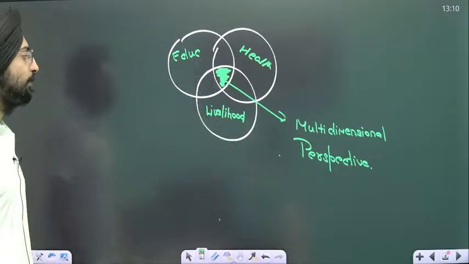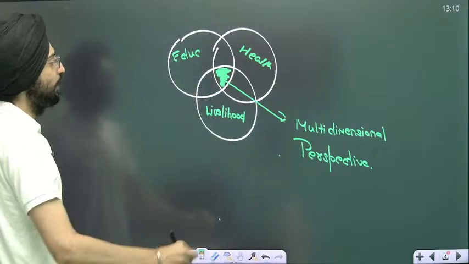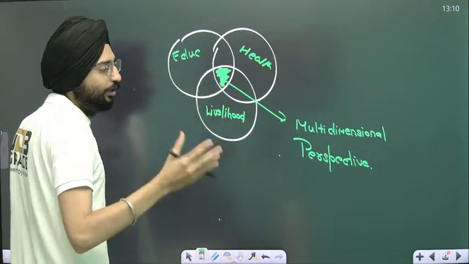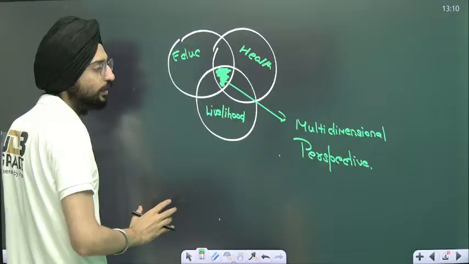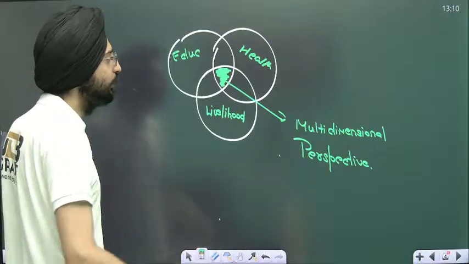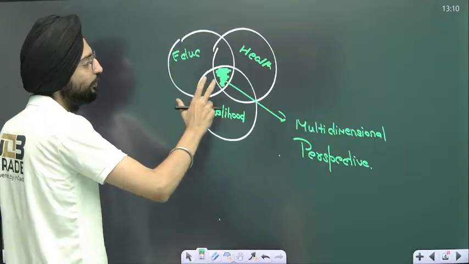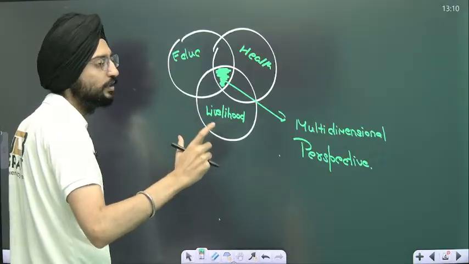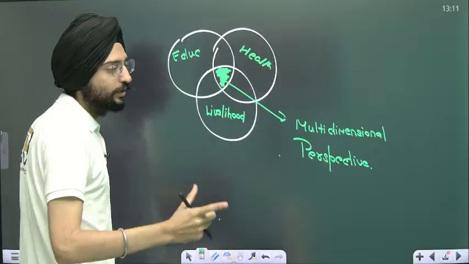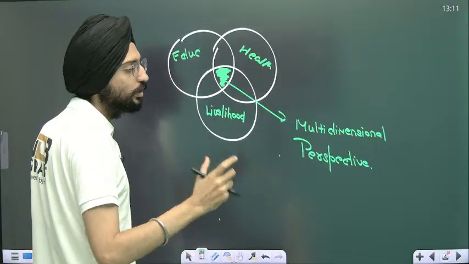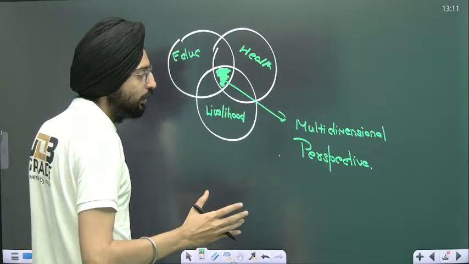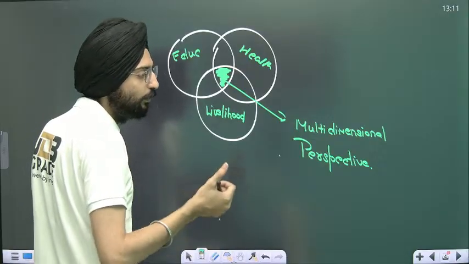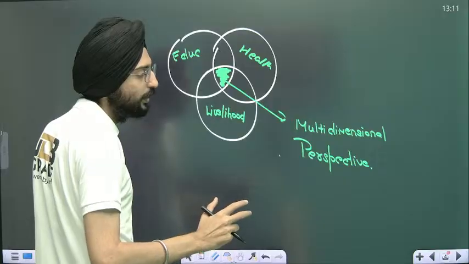We're going to discuss the multi-dimensional perspective. So again, you have to focus on education, health, and livelihood simultaneously. Don't compartmentalize these things. You need to understand 3 of them simultaneously. Don't look at education as a separate compartment, or health as a separate compartment, or livelihood as a separate compartment. You need to juxtapose 3 of them, make sense out of it, understand its intersection point, and write a decent answer that will fetch you a decent amount of marks in the examination.